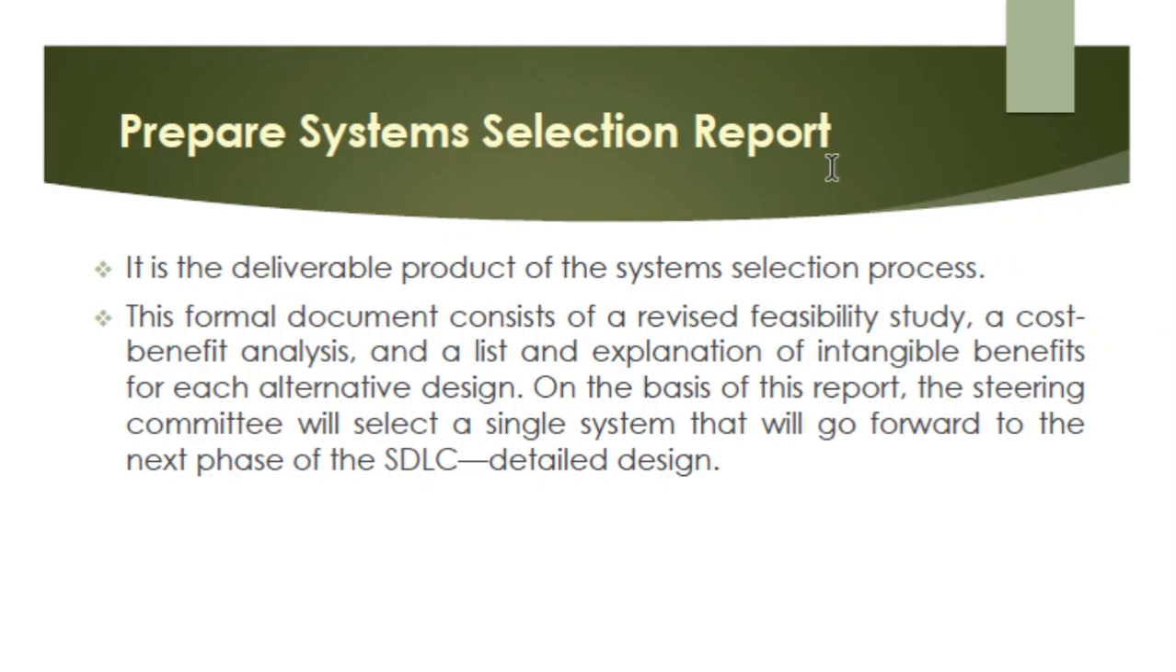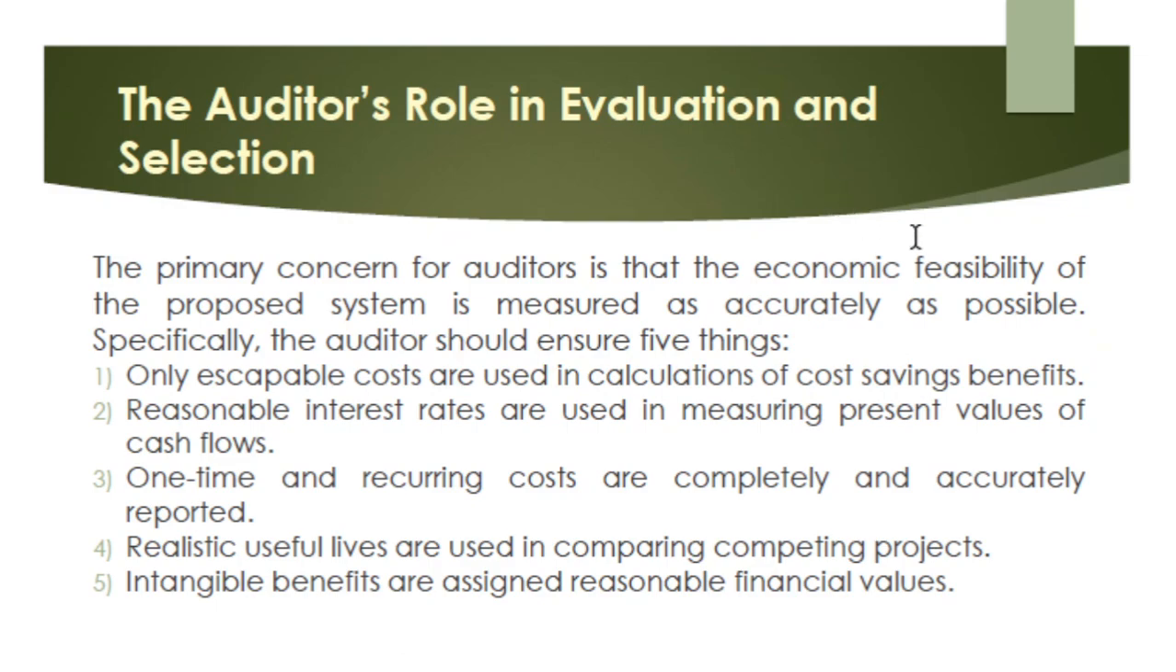Now, what is the role of the auditor in the evaluation and selection? The auditor should ensure five things. Only escapable costs are used in calculation of cost-saving benefits. Reasonable interest rates are used in measuring present values. One-time and recurring costs are completely and accurately reported. Realistic useful lives are used in comparing competing projects, and intangible benefits are assigned reasonable financial values.